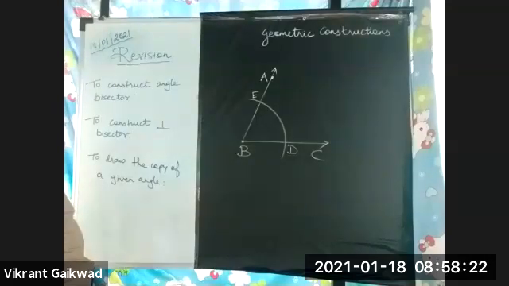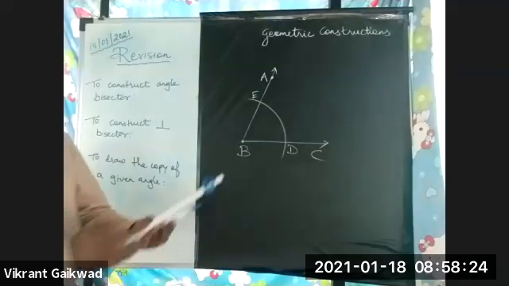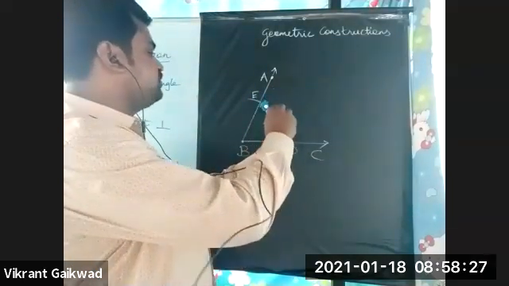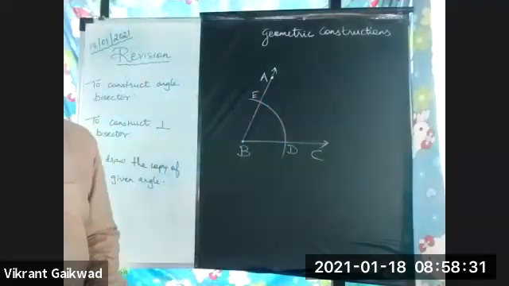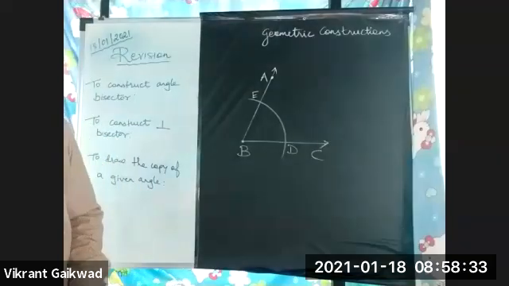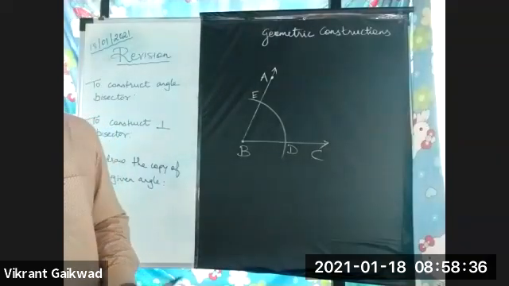Now what you have to do is take more than half the distance of arc DE on your rounder. It can be the same distance. No need to worry.